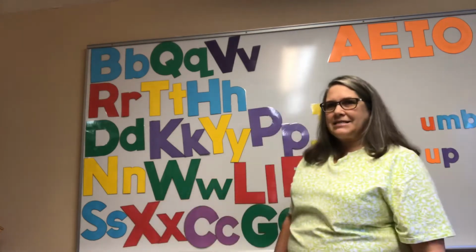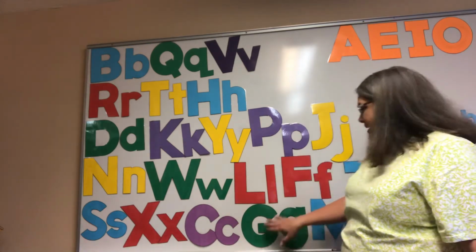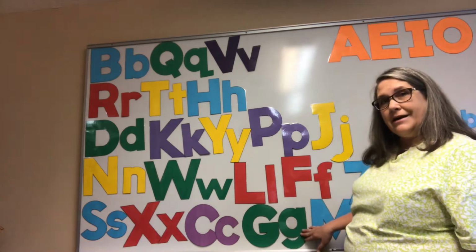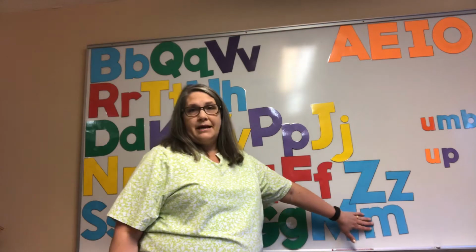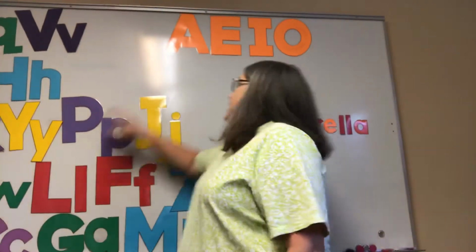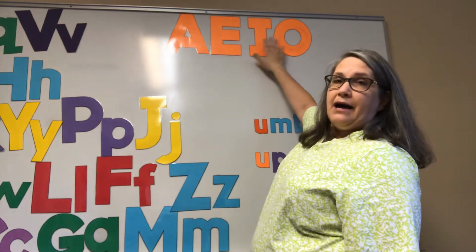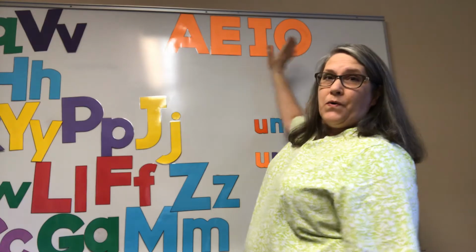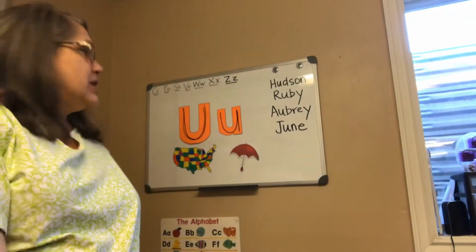Big X, little x, x. Big C, little c, ka. Big G, little g, ga. Big M, little m. And here are our vowels, which are the star of this unit. Here they are, ready? Let's say their names. A, E, I, O, and the star of the day is U.